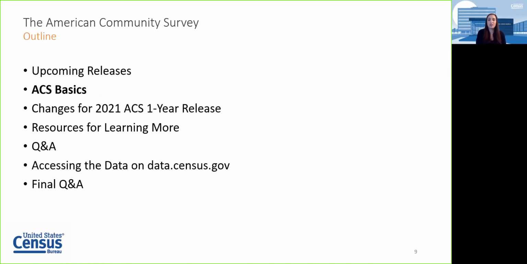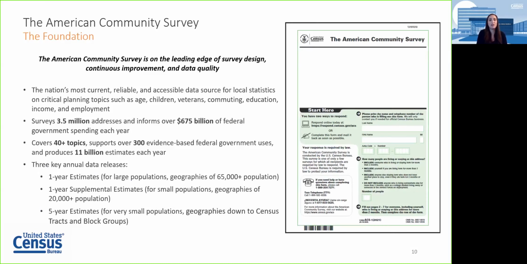I now want to switch gears and dive into the basics of the ACS. And this information will be a great overview or a refresher on the foundations of the ACS. The ACS is the nation's most current, reliable, and accessible data source for local statistics on critical planning topics such as age, children, veterans, commuting, education, income, and employment.